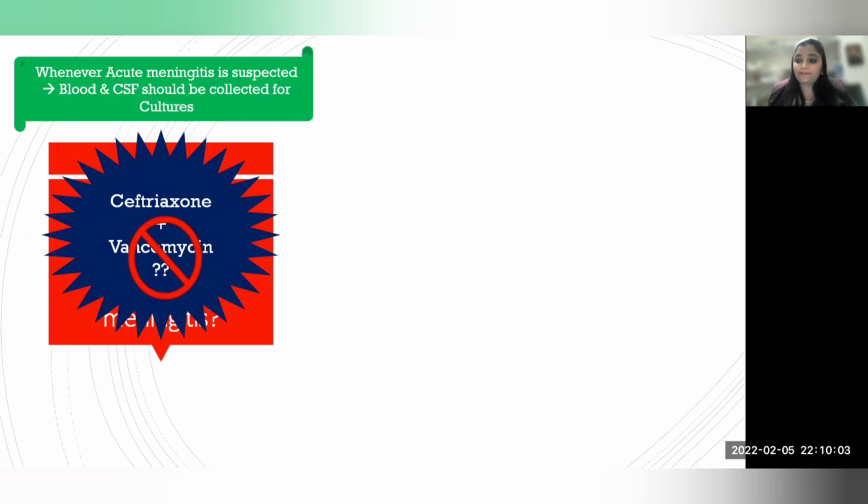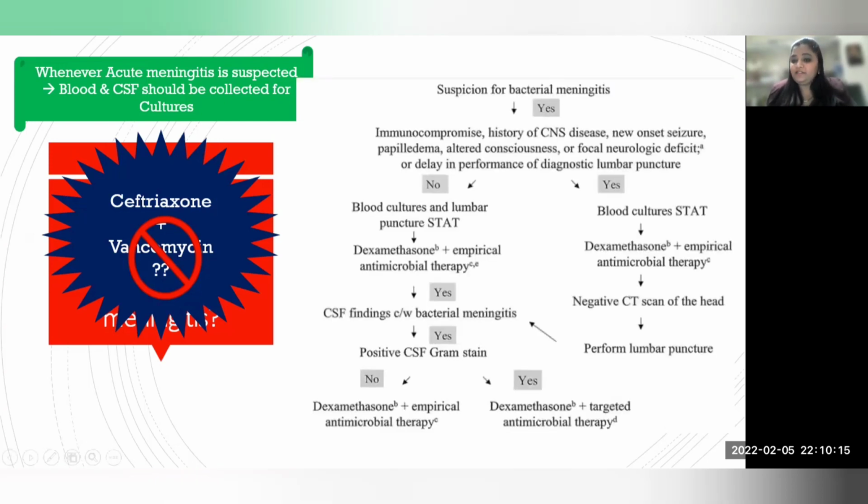Whenever you suspect a patient to have acute bacterial meningitis, apart from the CSF sample, it is necessary that you collect a blood sample for cultures as well. This is an algorithm given by the IDSA 2004 guidelines for treatment of bacterial meningitis. Whenever bacterial meningitis is suspected, you have to take the necessary history: whether the patient is immunocompromised, has a history of CNS disease, or has new onset seizures or papilledema. Basically, new onset seizure and papilledema are contraindications for performing LP.